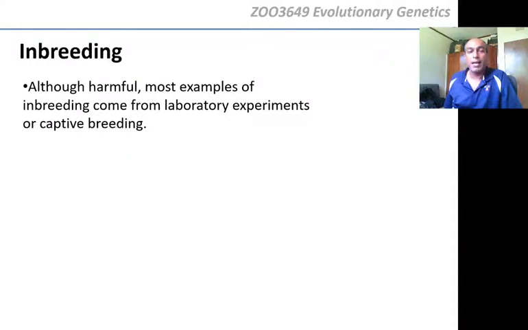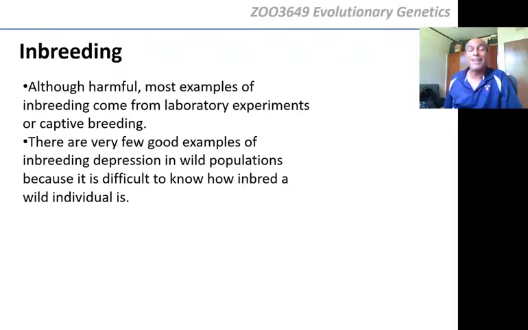So it's harmful. Okay? It's very bad in lab experiments. Captive breeding in zoos shows that inbreeding depression is very bad. In the wild, there are very few examples, right? Because it is difficult to know how inbred a wild individual is, so it's difficult to quantify. Secondly, until recently, most wild populations were not small and isolated, so they had no chance to inbreed, okay? There was a lot of gene flow.